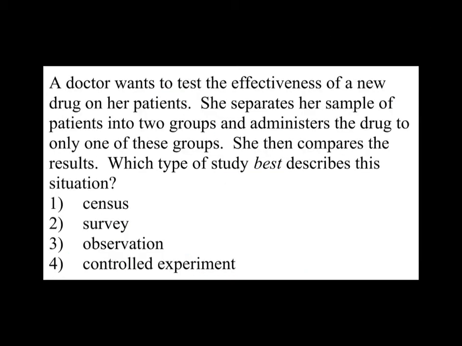Okay, a doctor wants to test the effectiveness of a new drug on her patients. She separates, that is, divides her sample of patients into 2 groups, and administers the drug to only one of the groups. She then compares the results. Which type of study best describes the situation? As soon as you saw the words separate into two groups, you instantly knew that it was an experimental study, also known as a controlled experiment.